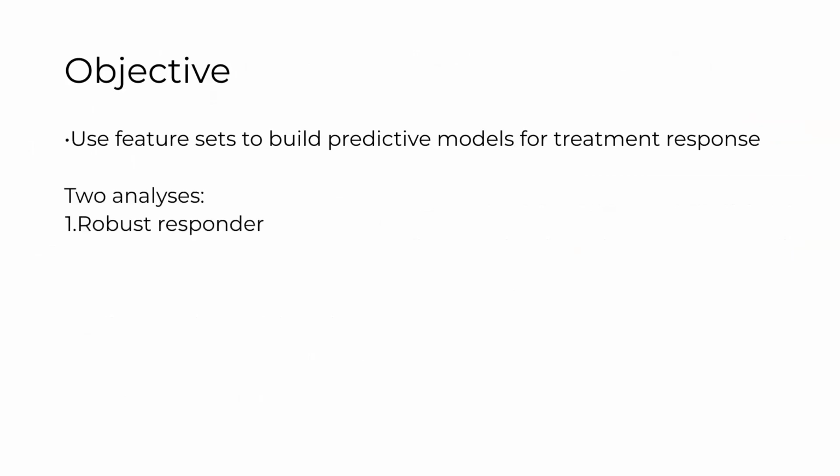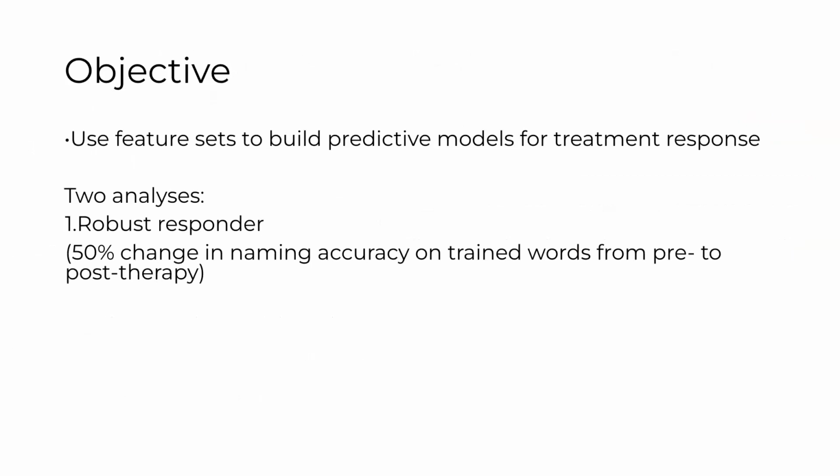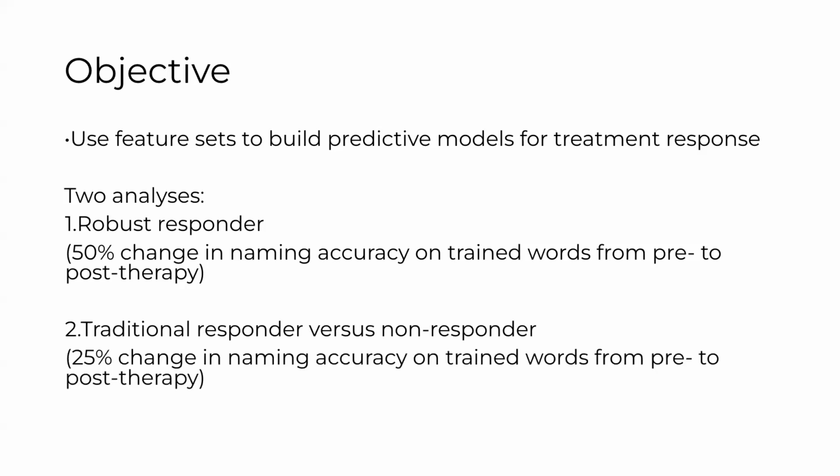So I'm going to present two analyses here. One is our robust responders, so people who are responding robustly to therapy. That's a 50% change in naming accuracy on words that we trained from pre to post therapy. And then a more traditional responder versus non-responder analysis in which we're just looking for a 25% change in naming accuracy on trained words from pre to post therapy.